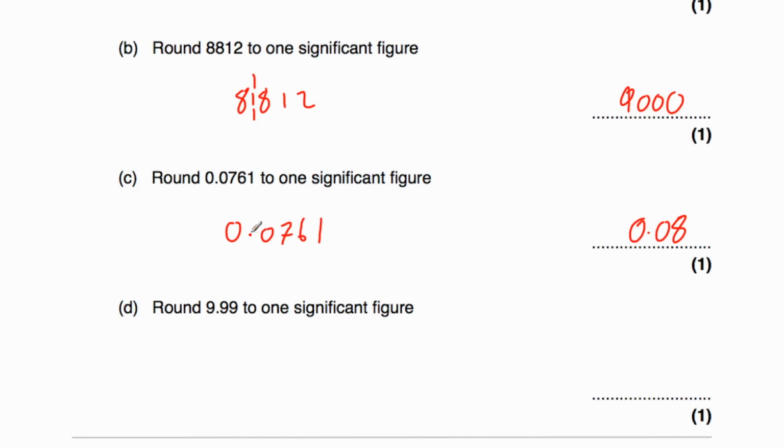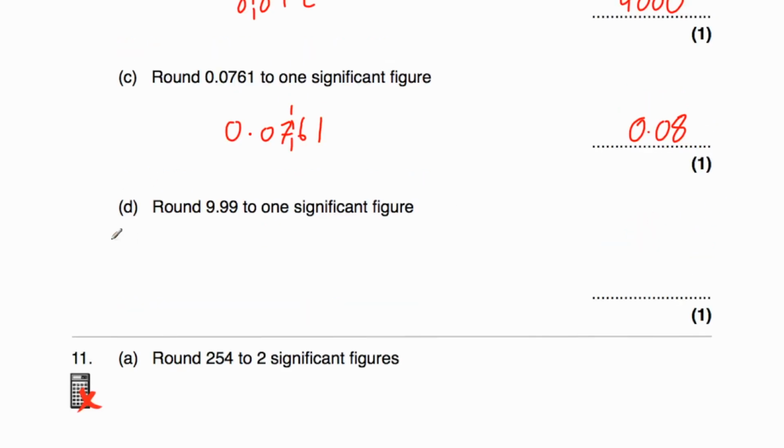Alternatively, we could have written 0.0761. We want to round it to one significant figure. Ignore the 0.0, so we've got our 7. The digit after that's a 6, so we round it up, so our answer would be 0.08. Okay, let's have a look at part D.